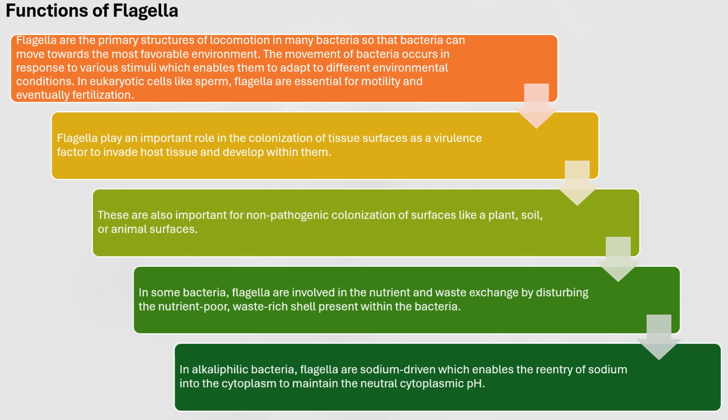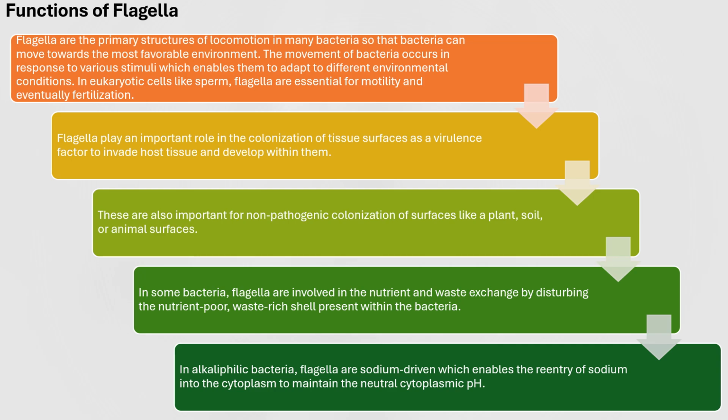Functions of flagella. As we discussed earlier, these flagella are the primary structures involved in locomotion in most bacteria, and they can move toward the most favorable environment. The movement of the bacteria occurs in response to various stimuli so that they can adapt to different environmental conditions. In eukaryotic cells like sperm, these flagella are essential not only for motility but also for fertilization.